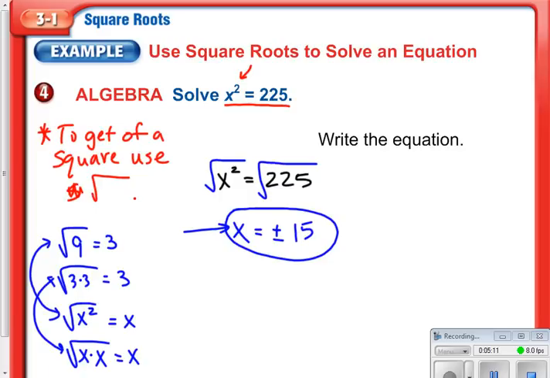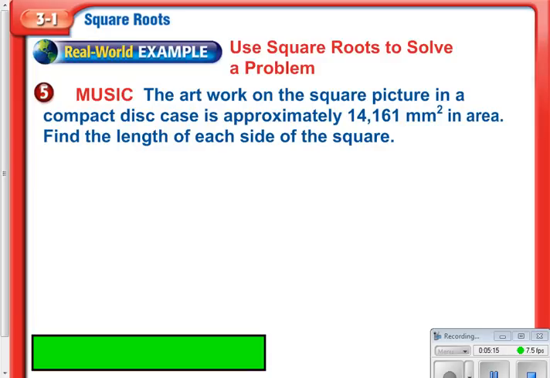So now you're probably thinking, when would you know what your variable is talking about? Well, example 5 is going to hit that. Music. The artwork on the square picture in a compact disc case is approximately 14,161 millimeters squared in area. Find the length of each side of the square. So we are given our compact disc. This is the square. We know that this inside piece is the area.